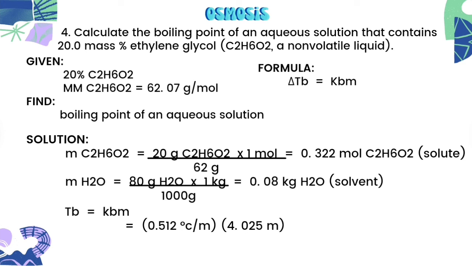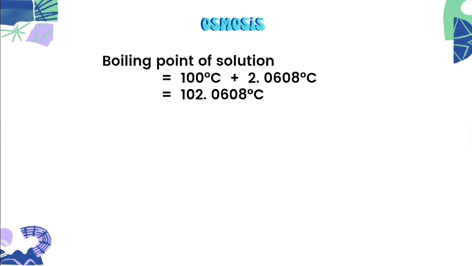4.025 m. Using the formula ΔT_b = K_b × m, multiplying 0.1512 degrees Celsius over m by 4.025 m, the answer we will get is 2.0608 degrees Celsius. Then we need to add 100 degrees Celsius, therefore the boiling point of this aqueous solution is 102.0608, or approximately 102 degrees Celsius.